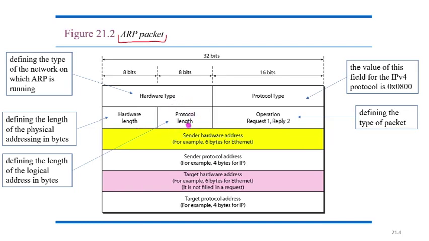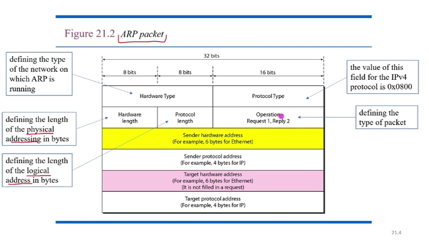Next one is the protocol length. The protocol length talks about the length of the logical address. The hardware length defines the physical address, and the protocol length is for IP addressing. If it is IPv4 addressing, it is 32 bits, which means 4 bytes. So here it will have 4, and the hardware length will have 6 because it is a MAC address.